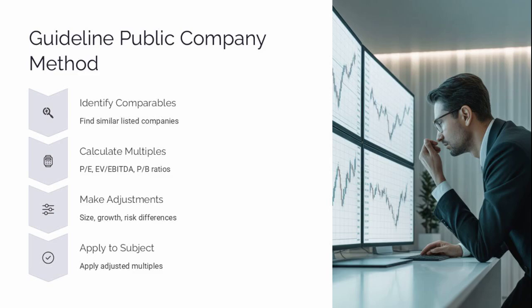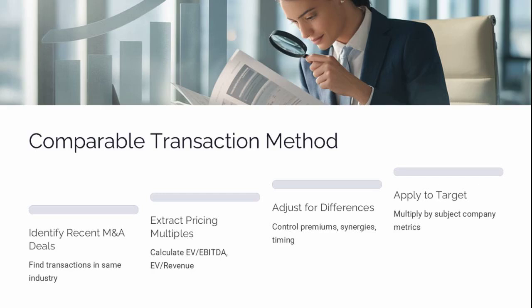The guideline public company method involves identifying comparables by finding similar listed companies, calculating multiples such as P/E, EV/EBITDA, and P/B ratios, making necessary adjustments for size, growth, and risk differences, and applying these adjusted multiples to the subject company. The comparable transaction method requires identifying recent M&A deals within the same industry, extracting pricing multiples like EV/EBITDA and EV/revenue, adjusting for differences such as control premiums, synergies, and timing, and applying these metrics to the target company.